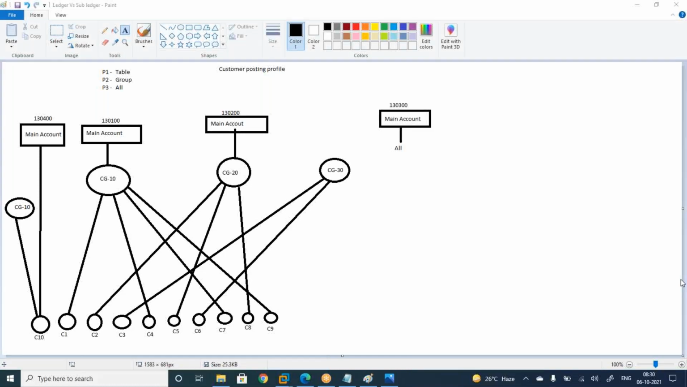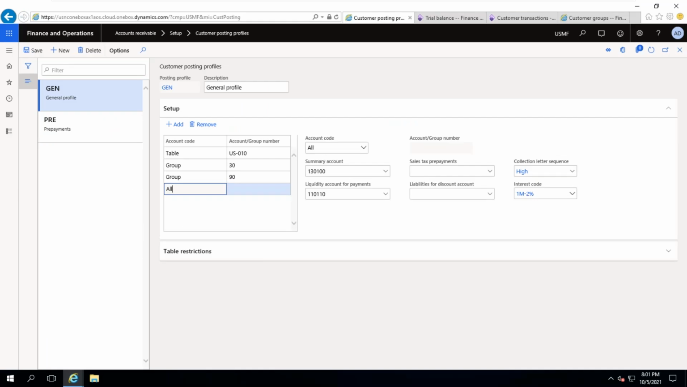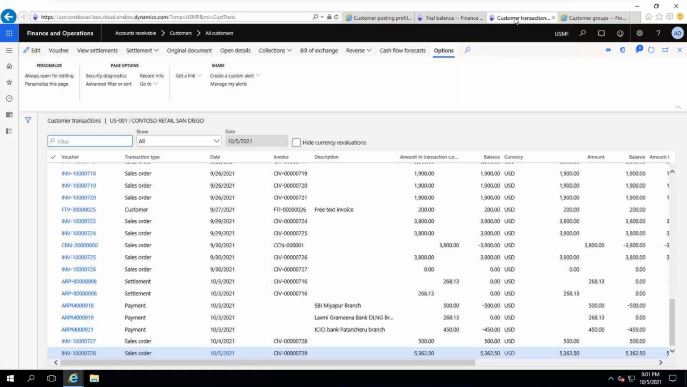Understood? I will create one customer and show you. The same concept is applicable vice versa for the posting profile, and the same concept in the vendor posting profile. Let me show you now quickly. I will create one customer and I will map one ledger account. I will show you how it will be. Okay, let me create a customer now quickly.